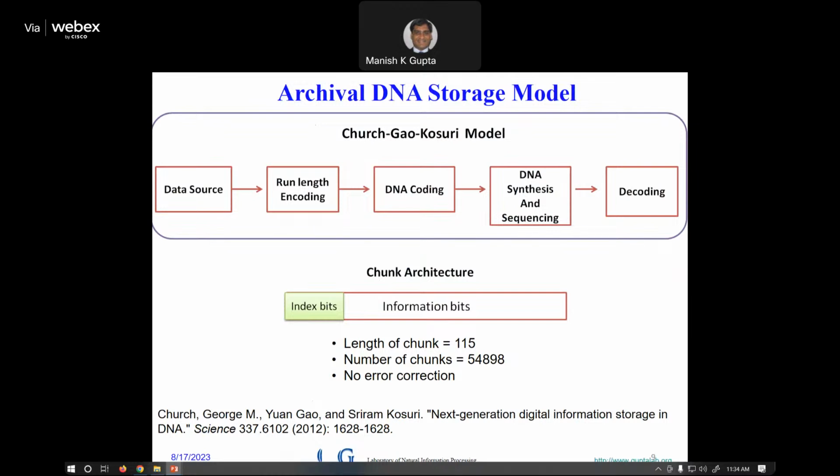I would suggest that you please do read this first paper to get an idea of how things were done. The chunk architecture was bits, information bits, and number of chunks. The main drawback of this paper was that there was no error correction. When they did the experiment, with some music file or something, there were some errors. They corrected those errors manually, actually. So it is too much work. But that was the initial work in the first paper, demonstrating that you can do this for larger files, and that was a celebrated paper in Science.